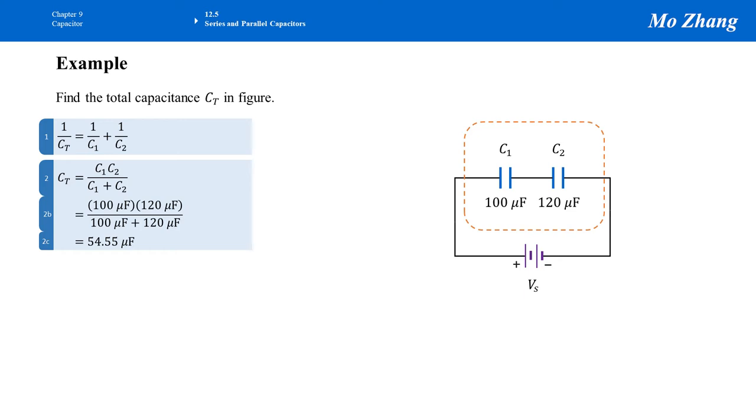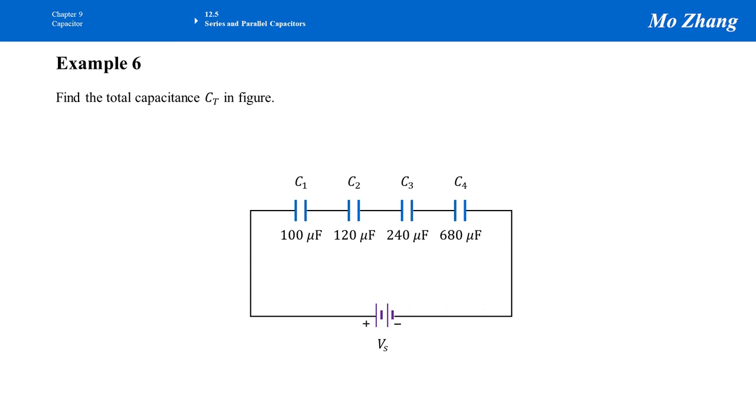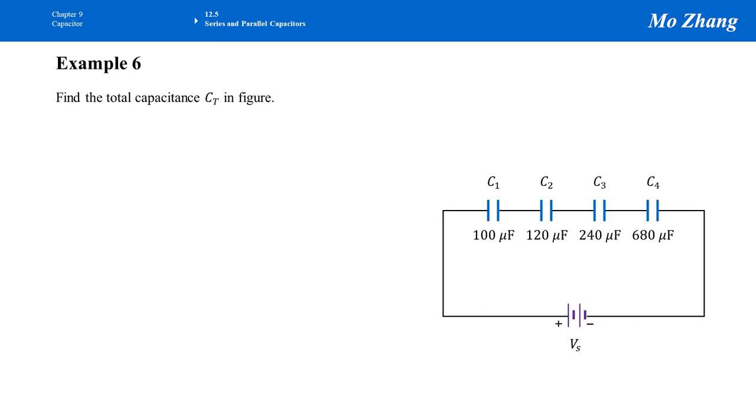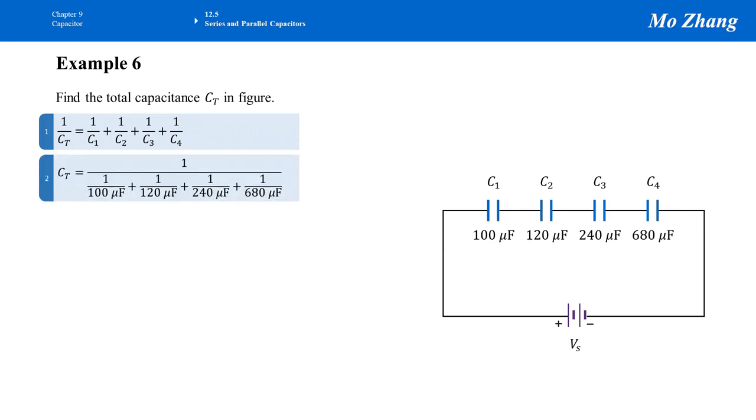Let's work on this example. For this circuit, 4 capacitors are connected in series. These are C1, C2, C3, and C4. We want to find the total capacitance of this circuit. So first, write down the general formula, but we just need to keep 4 terms, since there are only 4 capacitors.